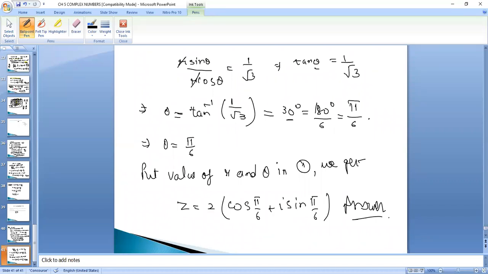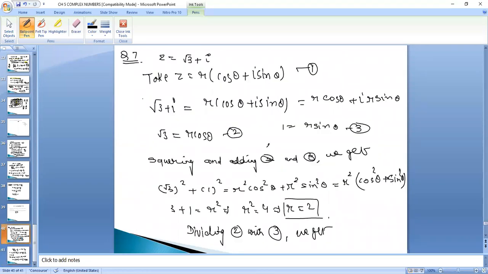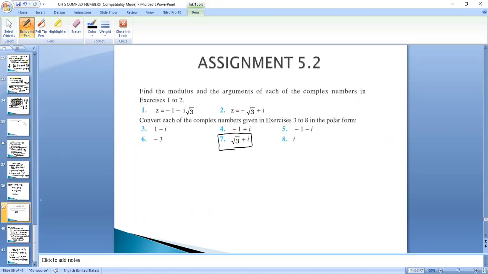Then theta means 180 upon 6, you will be writing pi by 6. So put the value of r and theta in number 1, we will be getting z is equal to r, which is 2, cos pi by 6 plus iota sine pi by 6. When you do its verification, you will get the same answer, root 3 plus iota, right?